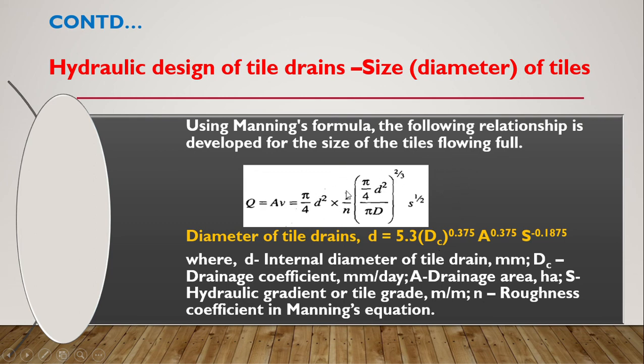This is actually Manning's equation. Manning's equation is V is equal to 1 by n R raised to 2 by 3 S raised to 1 by 2. So this is the equation. 1 by n, this is R. R is equal to A by P, area of the pipe divided by perimeter of the pipe, the whole raised to 2 by 3 into S raised to 1 by 2. And capacity is equal to A into V. So this is V, this is A. A is the area, pi by 4 d square. So this is the relation for Q according to Manning's equation. From this we can calculate the D value by this equation. So this is the final equation for D. By using this equation you can easily find the diameter of the tile drains.